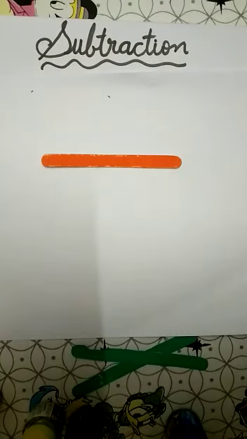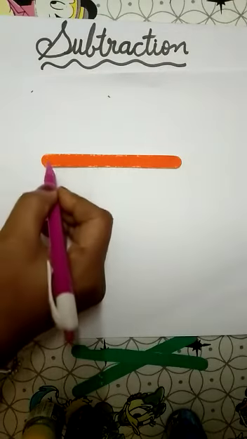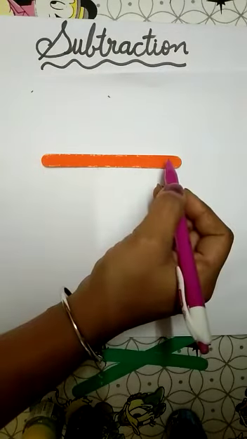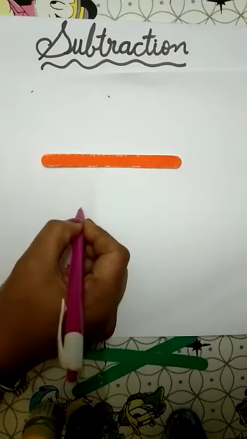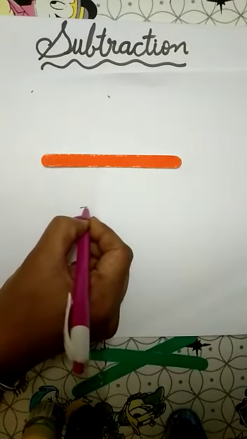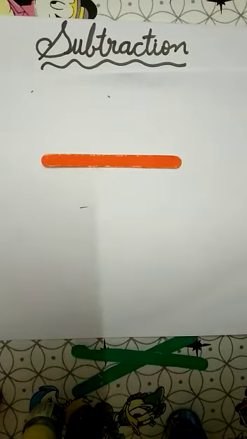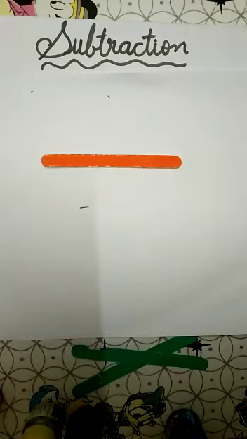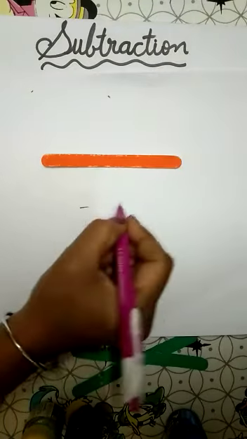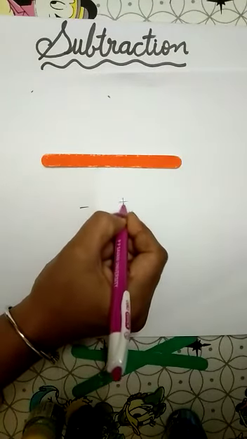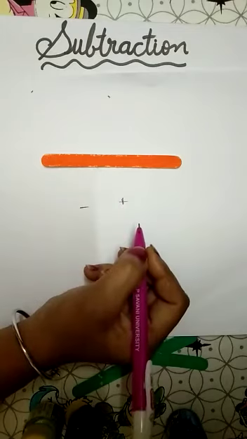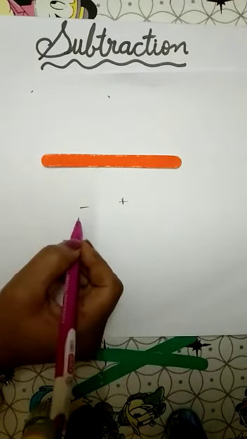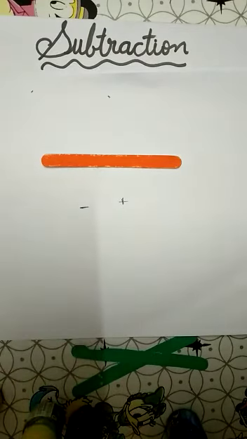Kids, now what is the sign of a subtraction? See, a sleeping line. It is a subtraction sign. Okay kids, it is a subtraction sign. We already learned what is the sign of addition. It is the plus sign. It is for the addition sign, and the subtraction sign is the sleeping line. Okay.